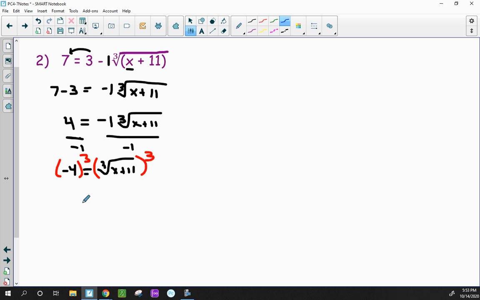Okay, -4 to the third is -4 times -4 times -4. And that is going to be -64. And the cube root of something cubed is that something back, and so that's going to be this part. It's the radicand.